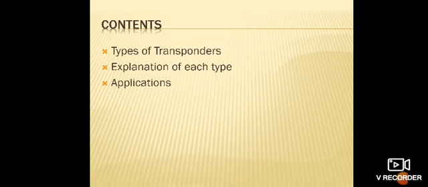The next one is the double conversion transponder. What is this? It is similar to the single conversion one, but the difference is that a double frequency conversion is carried out in our satellite. Two times it is converted, into two frequency translations. That means it is translated two times, in two ways. That's why it is called a double conversion transponder.